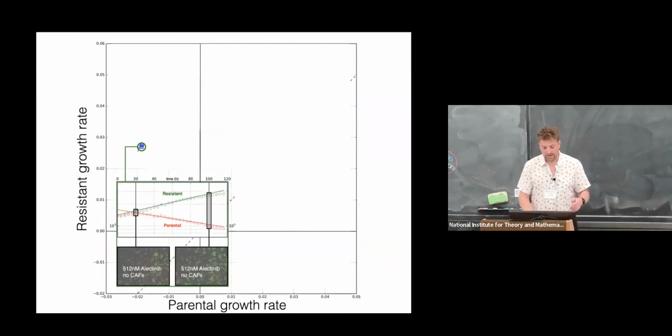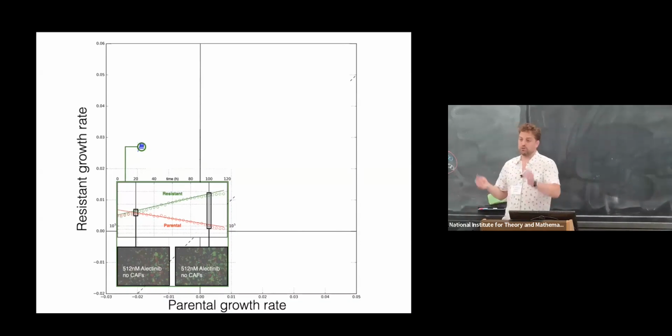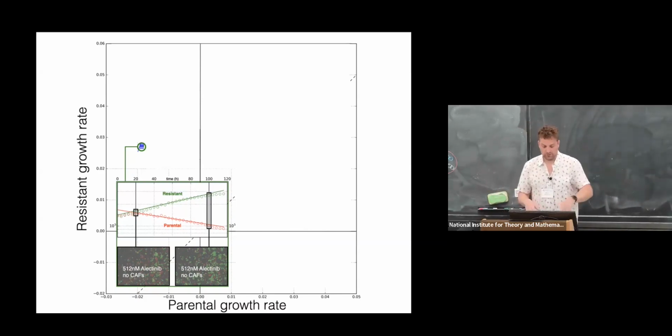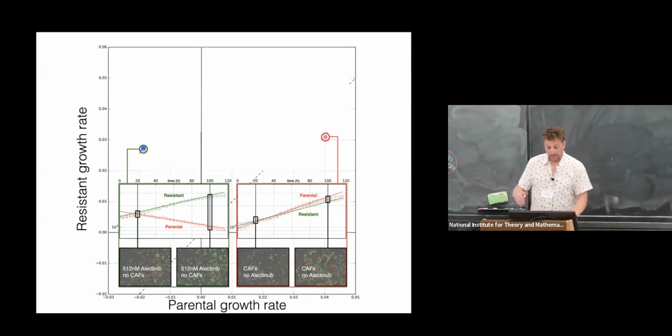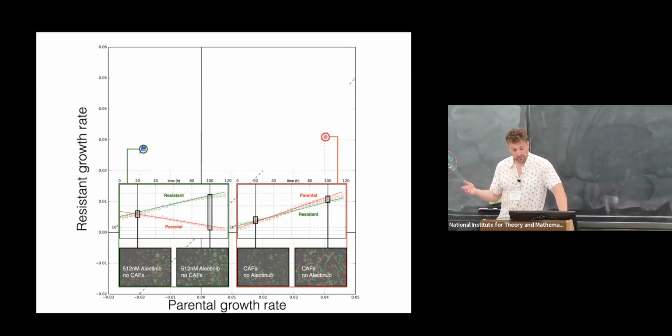But we can also start now taking those exponential fits and put them into a larger major axis. So now I have growth rate of the resistant type on the y, and I have growth rate of the ancestor on the x. And so you can see we're here in the upper left quadrant where the resistant is growing and the parental's dying because there's drug. In a different scenario where there's no drug, both are growing.